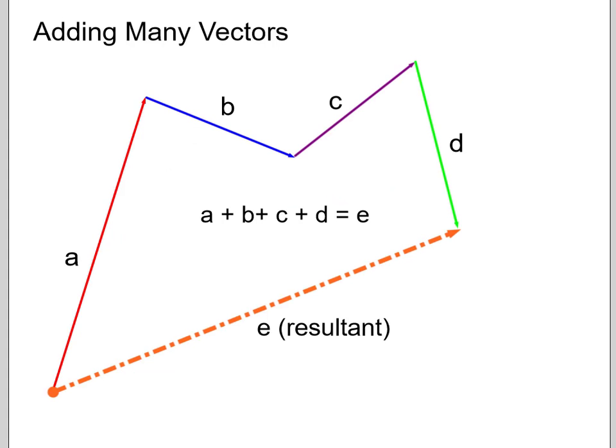If we have a bunch of vectors, A plus B plus C plus D, the cool thing is we can add them all together, and E would be the resultant. It's going from the very beginning to the end in a straight line. And it doesn't care about all of the little vectors in between. It just goes from point A to point B, and it's quite content. Okay, that's a bit beyond what we're going to do, but just so you can see it.